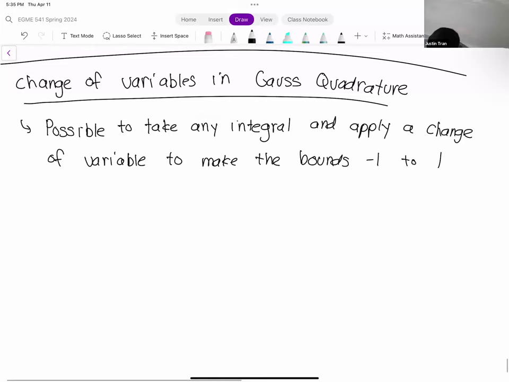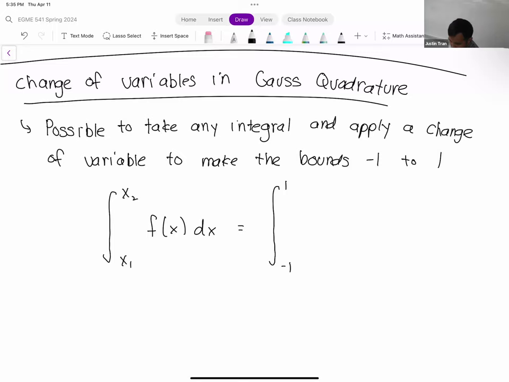So basically, if we take a generic integral, let's say we're integrating from x1 to x2, where x1 and x2 could be anything, of an integral f of x dx. If we do our change of variables in a smart way, we can change this to an integral between -1 to 1. That's what we want.